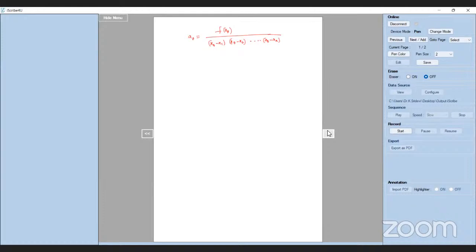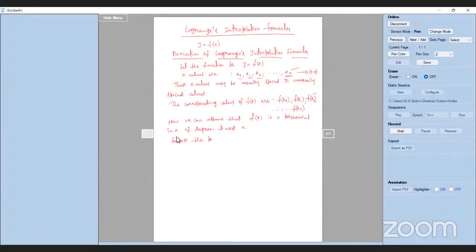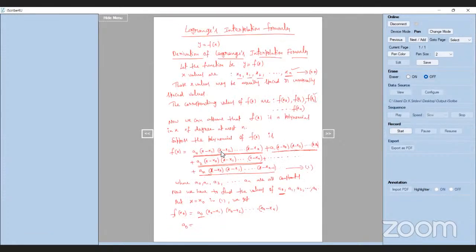Similarly, we can get the value of a1 by putting x equal to x1 in equation 1. So observe this one. Take x equal to x1 in equation 1. That means in the first term, the x1 minus x1 factor will be there, so the first term will become 0. If you take the second term, we get a1 into x1 minus x0, x1 minus x2, and so on, x1 minus xn.